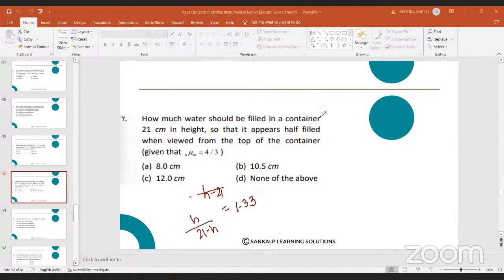Correct. Yes, Lakshmi. It is option C, 12 centimeter. Very good. Okay, I'll repeat the formula. It is real depth divided by apparent depth, which is equal to the refractive index. According to that, simplify. Yes, Viresh, option C is right here. Let us go for the next question.